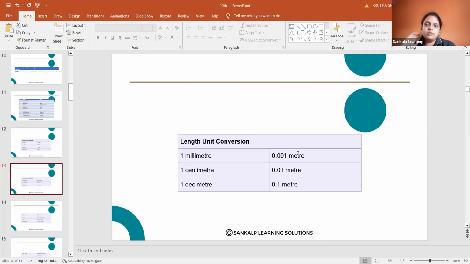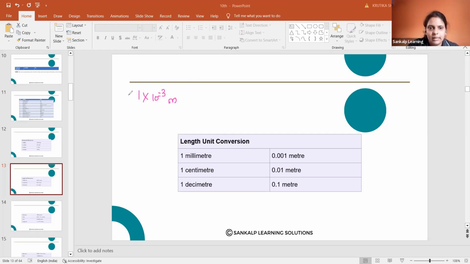Our next slide is the length unit conversion. So in length unit conversion, look here, 1 millimeter is equal to 0.001 meter. Just now I told you milli means 10 to the power of minus 3. Just as we wrote in the volume conversion, we can write it here as well. That is, millimeter is 1 into 10 to the power minus 3 meter.